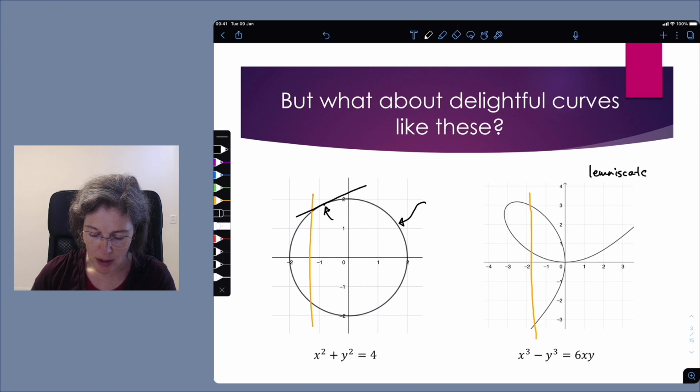I could draw a tangent line here, or I could even do a crazy vertical tangent line there. And that's telling me something important about the lemniscate. But at the moment, we don't have a way of finding those derivatives. So that's really what this part is about.